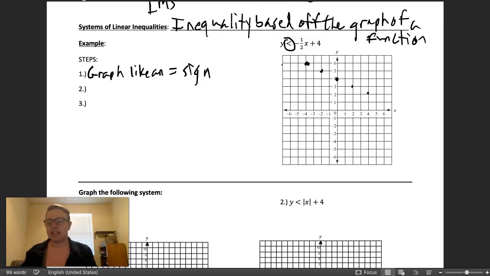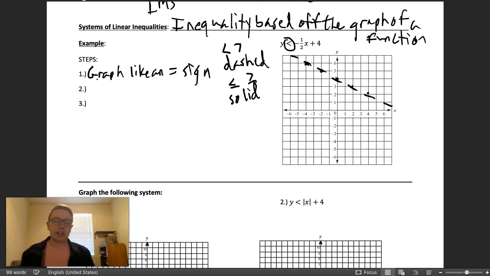Now, because we have a less than sign here and not a less than or equal to, the way we're going to distinguish this is instead of drawing a straight line, we're going to draw a dashed line along this. So with a less than sign or a greater than sign, we have a dashed line. With a less than or equal to, or a greater than or equal to, we have a solid line. And we'll explain why that is once we complete this up.